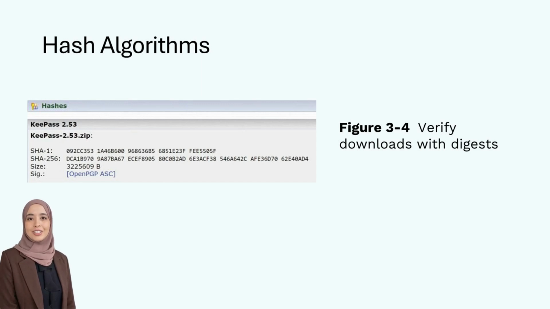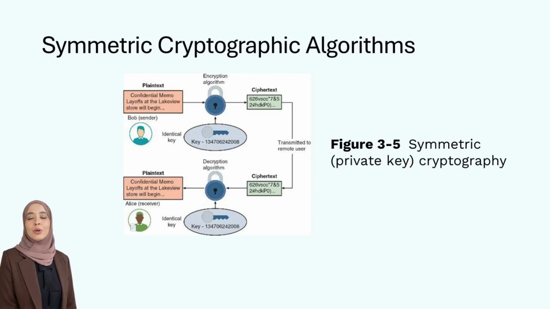As you can see here in this figure, it's shown by the 2.53 value, okay? In this figure, we see how symmetric cryptography works. Here is the process. Bob, the sender, has a confidential memo, which is the plain text, that he wants to send securely. He uses an encryption algorithm along with a key to scramble the message into ciphertext, which makes it unreadable. This encrypted message is sent to Alice, the receiver.